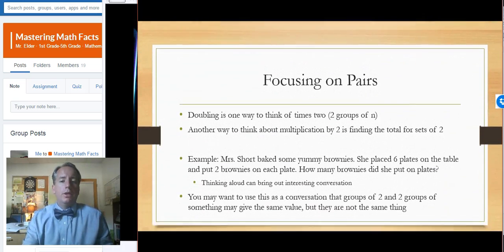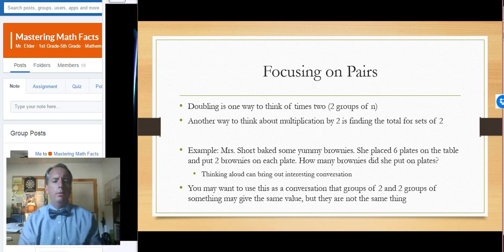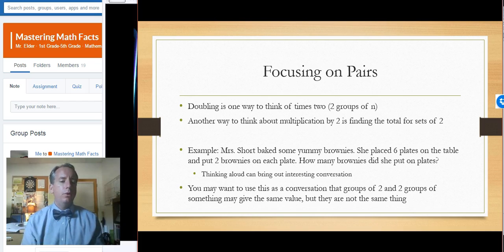Building then into kids writing their own story problems, which can very quickly become a classroom book that could look a lot like Two of Everything. So we'll look at that, I think, here in a minute too. At this point, we're focusing on pairs, right? So initially, we're thinking of doubling as something times 2.